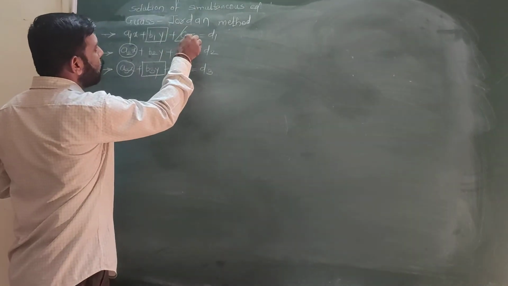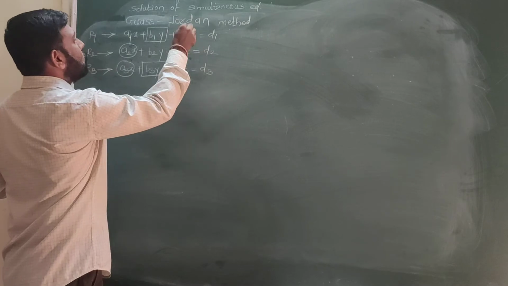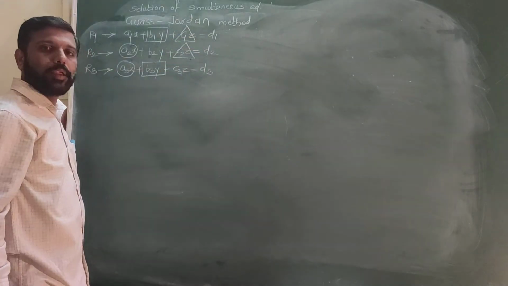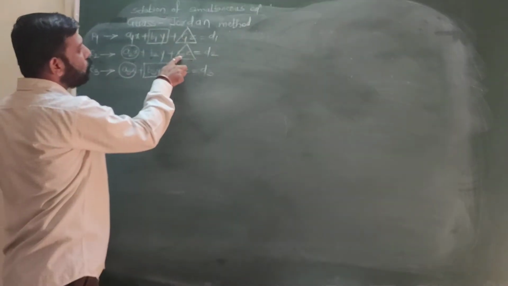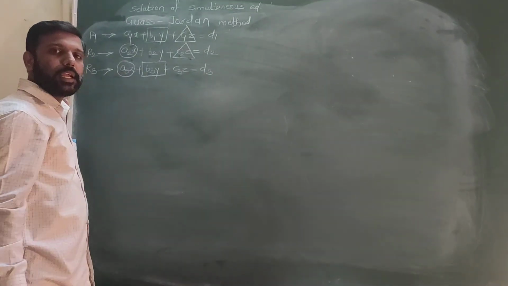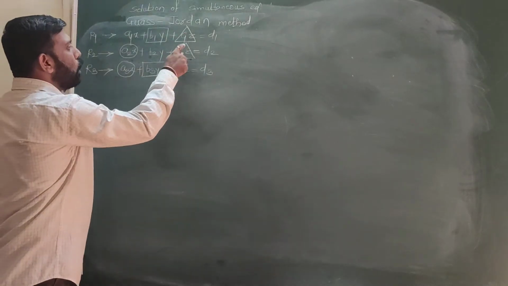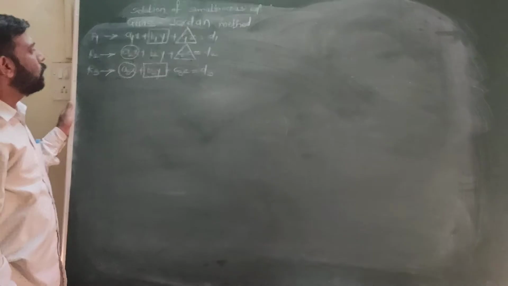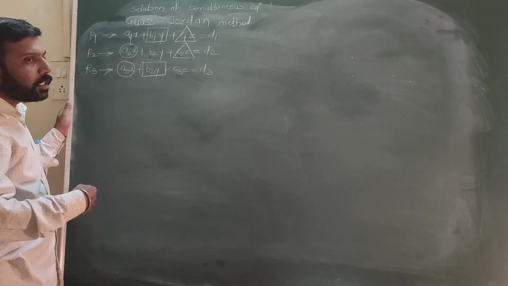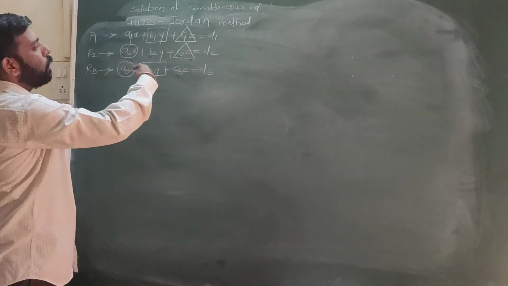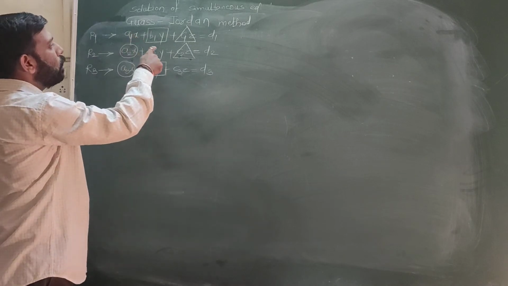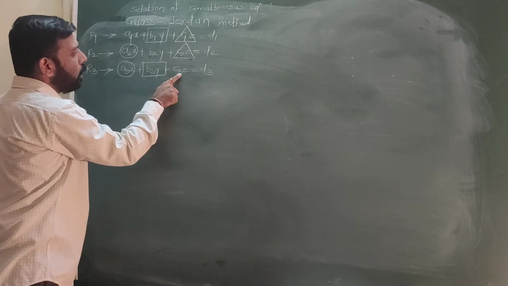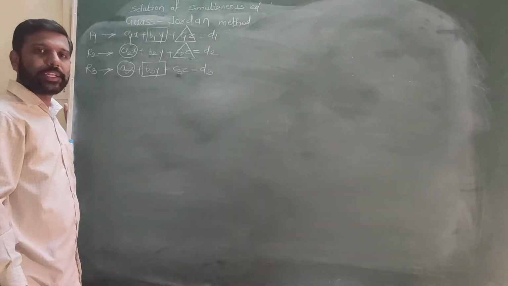In step 3, we'll make these two elements 0 with this diagonal element. So c1, c2 will be made 0 with this c3, z. These two elements become 0 with this diagonal element, that is our step 3. After step 3, the given system of equations is reduced to a diagonal matrix. So only the diagonal elements will remain, and that gives us the values of x, y, z.